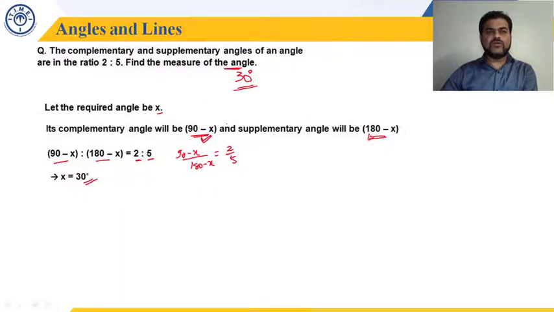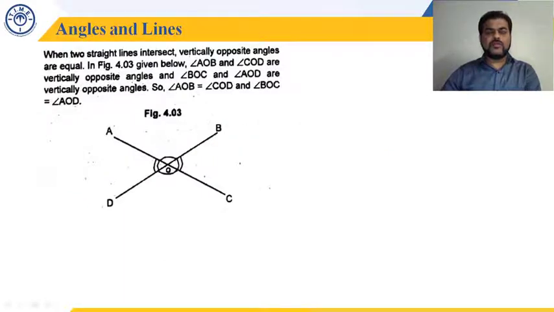Okay, let's move on to this property. This property is about vertically opposite angles. So it says whenever two straight lines intersect, so AC and BD are straight lines, they intersect at this point O. So whenever two straight lines intersect, then vertically opposite angles are equal, which means this angle will be equal to this angle, and this angle will be equal to this angle. So this will happen whenever two straight lines intersect. Vertically opposite angles will be equal.